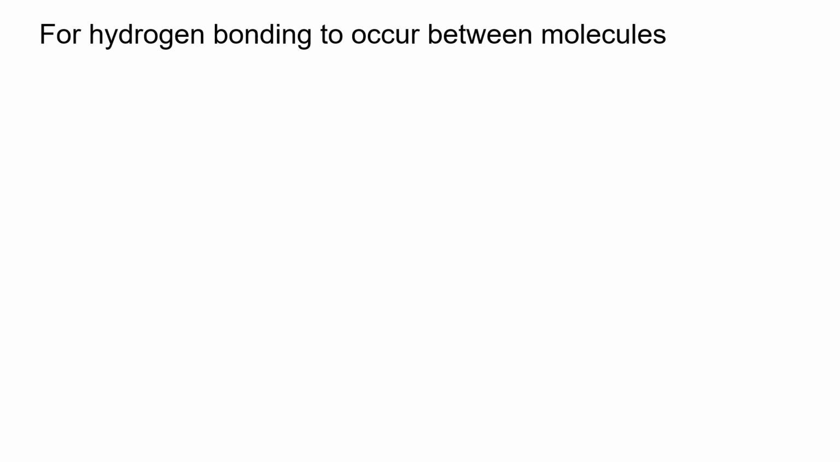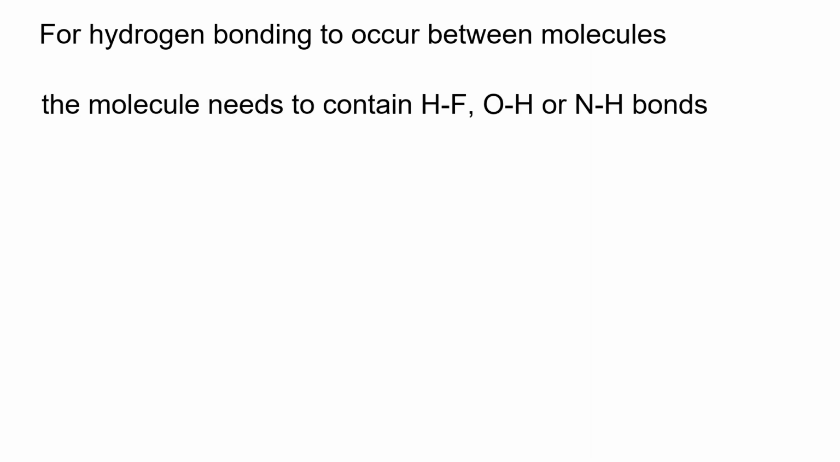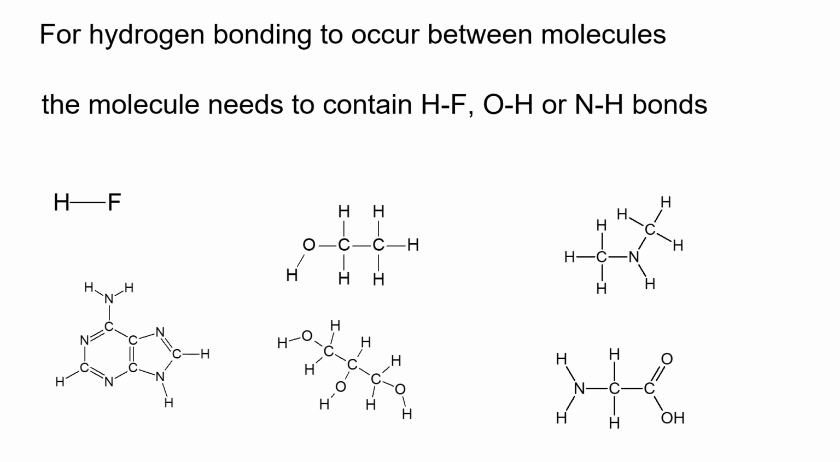One of the skills you will need to acquire during the course is to look at the structural formula of a molecule, look at the functional groups, and determine whether hydrogen bonding can occur between the molecules. So for hydrogen bonding to occur, the molecule needs to have covalent bonds containing hydrogen joined to fluorine, oxygen joined to hydrogen, or nitrogen joined to hydrogen. So here are a selection of molecules that can hydrogen bond to each other. So we've got hydrogen fluoride. That's one example we've looked at already.